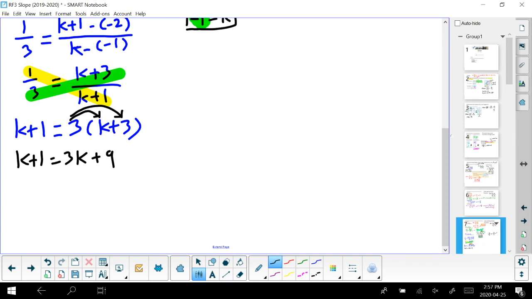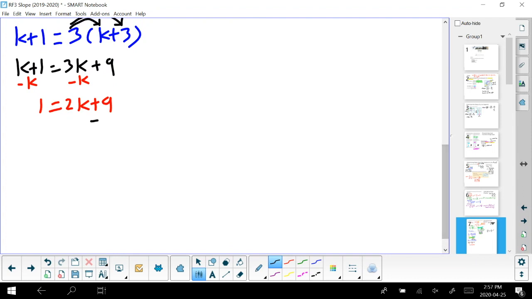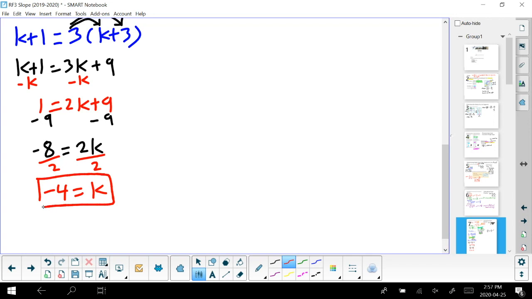I need to move my k's to one side, so I'm going to subtract k from both sides. So subtract k and subtract k. I'll end up with 1 is equal to 2k plus 9. I'm going to subtract 9 now to get the k term by itself. And I'll end up with negative 8 is equal to 2k. And then finally, I'll divide both sides by 2. So I'll get negative 4 is equal to k.